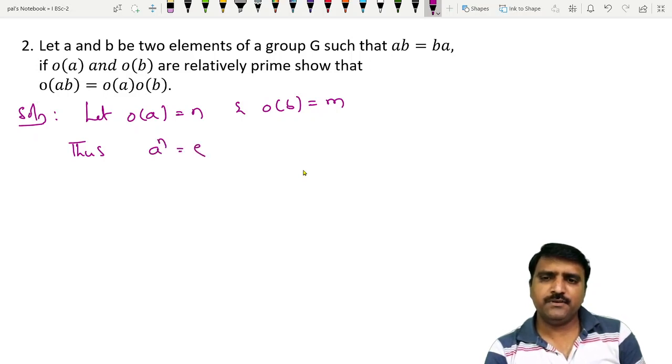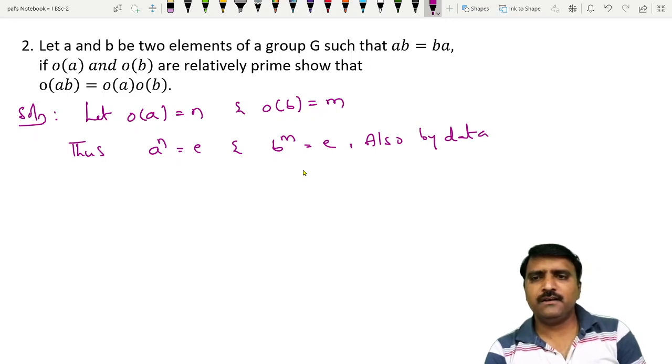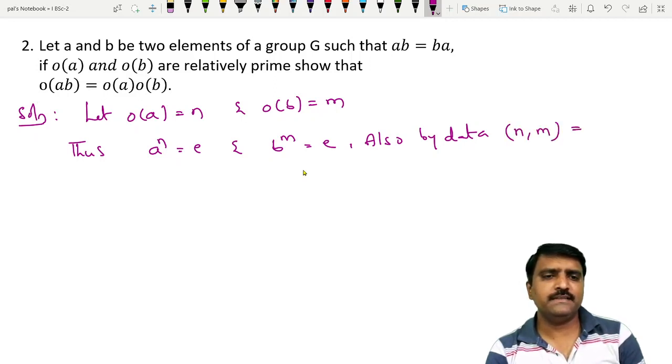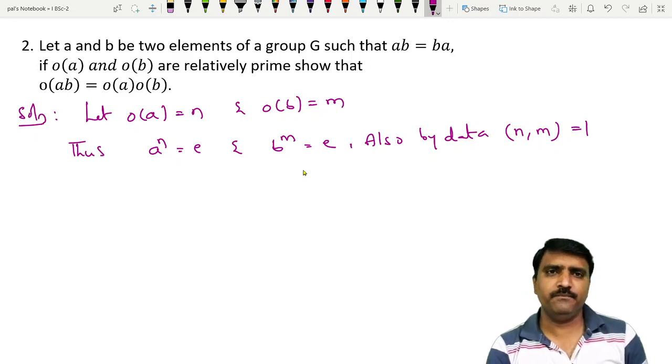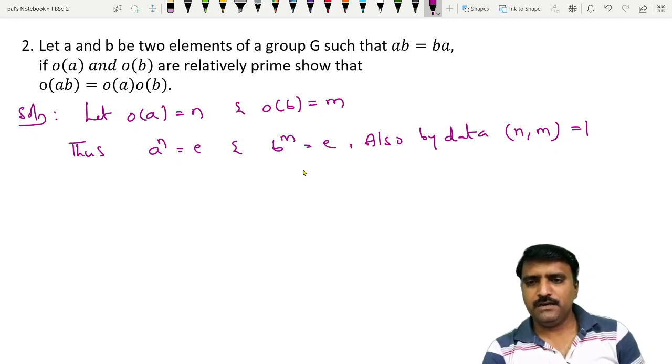So then a to the power of n gives the identity element. And the order of b is m, so definitely b to the power of m gives the identity element. And also, by the data, what they have given, their orders are relatively prime. So n and m are relatively prime. That can be written like this: GCD of n and m is 1. Okay, so now you take that.